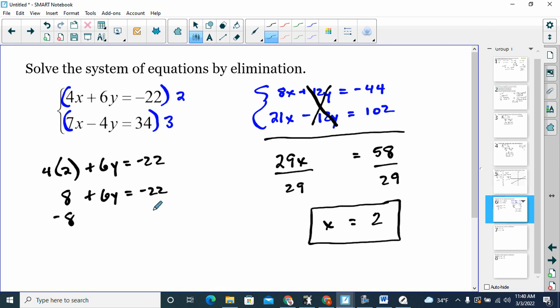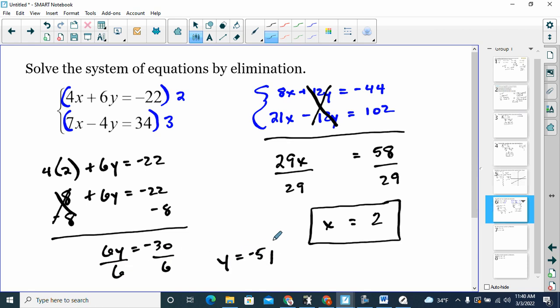Subtract 8 from both sides. 6y equals negative 30. Divide both sides by 6, and we get our y value. Y equals negative 5. X equals 2. Y equals negative 5.